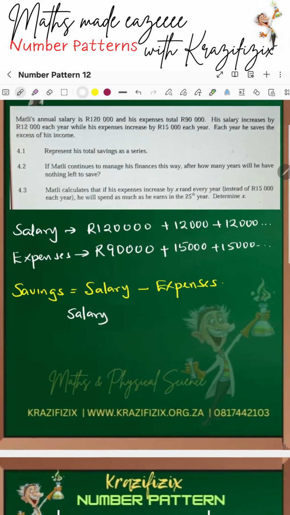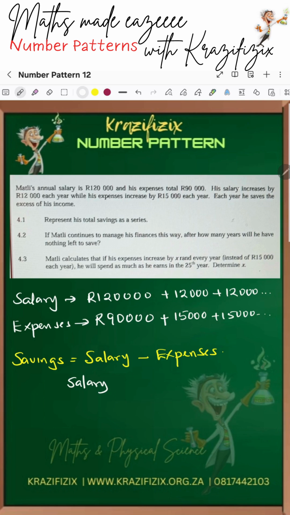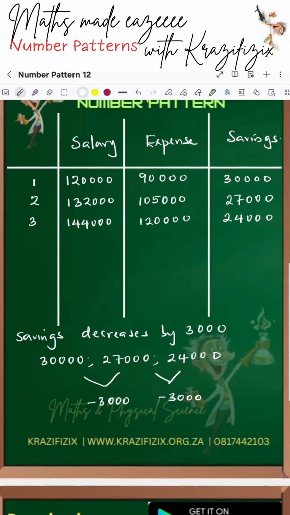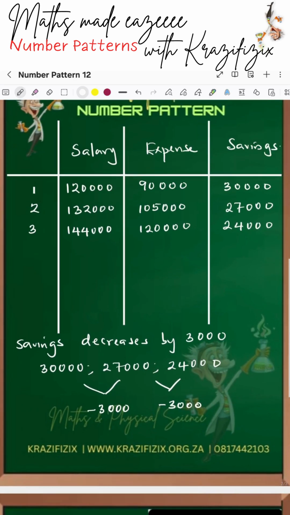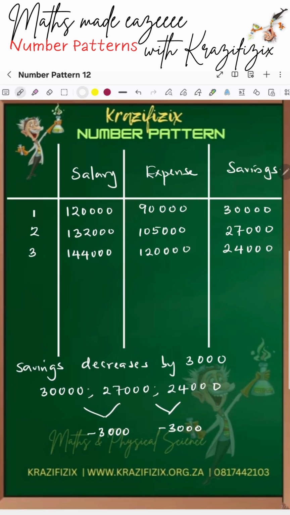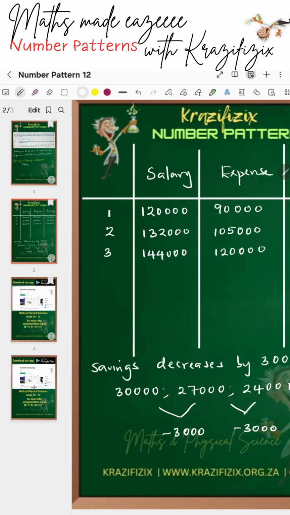Okay, so let's go back to the question. The question says, represent his total savings as a series. All right, so as a series, let's create a fresh page. Let's add a page quickly.